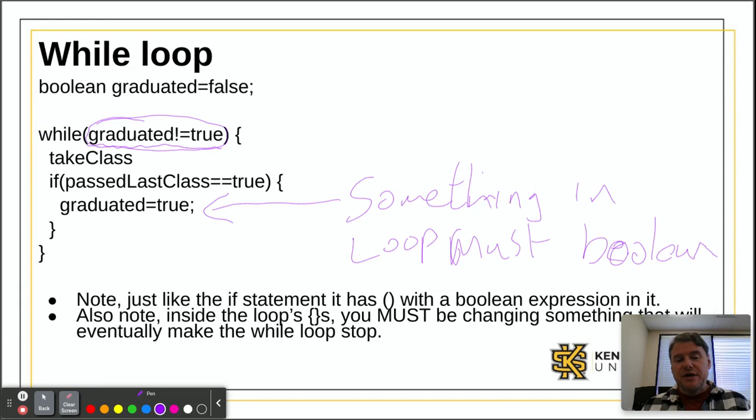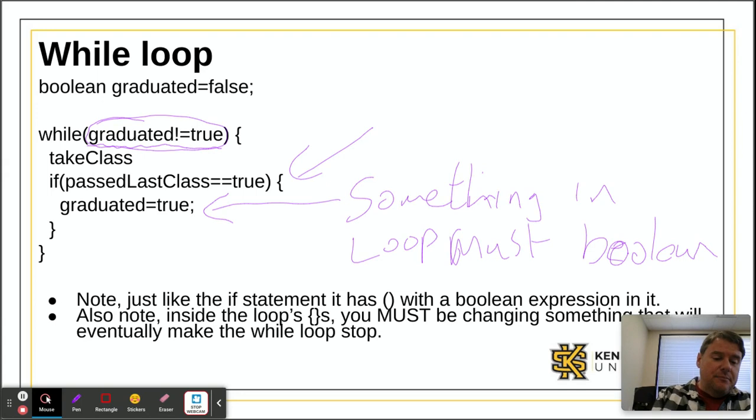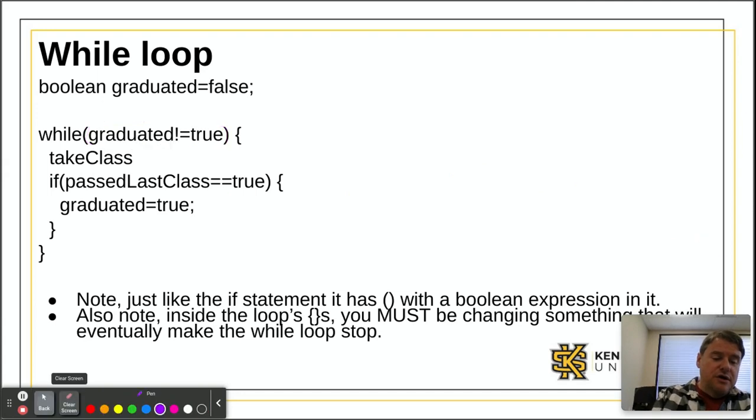So somewhere in here, we are going to specify that graduated is now true, and that's done with this if statement. So we keep going until the if statement flips it, and then as soon as the if statement flips it, at that point we stop going through the loop. All right. So this is basically how a Boolean expression is used in a while statement.